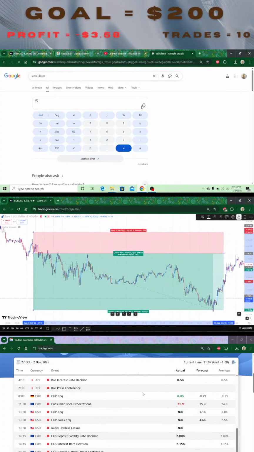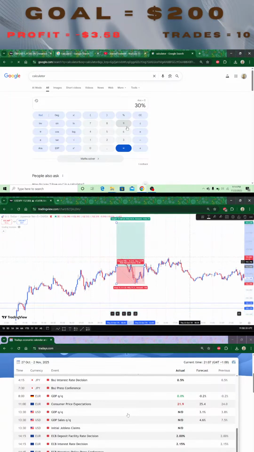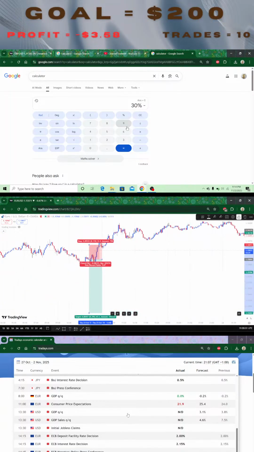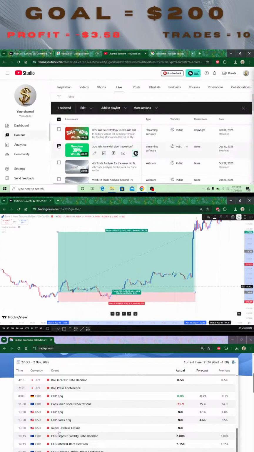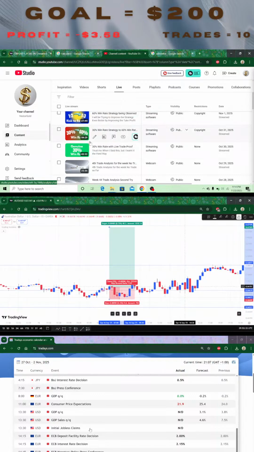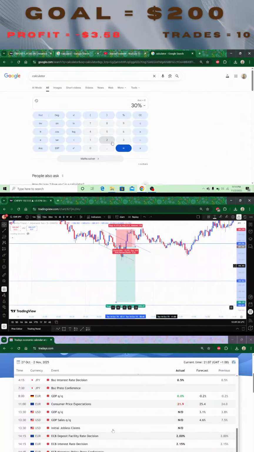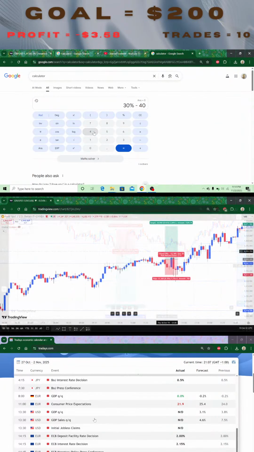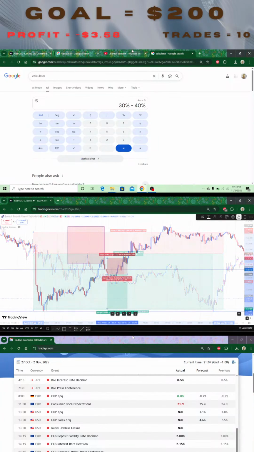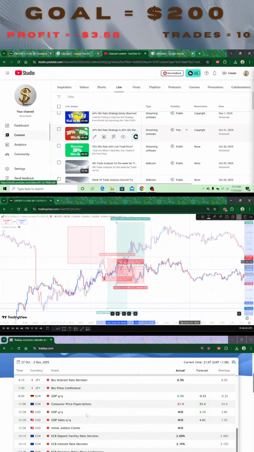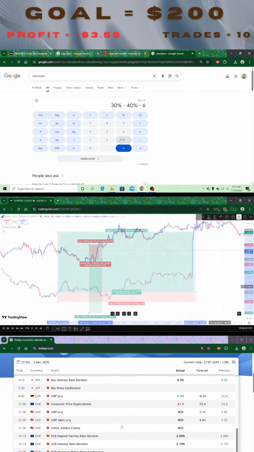So the first one now was a 30% win rate strategy. Then after correcting it, removing all our greed from the market, it switched from a 30% win rate strategy to a 40% win rate strategy. Then after the 40% win rate strategy, we got a 60% win rate strategy.